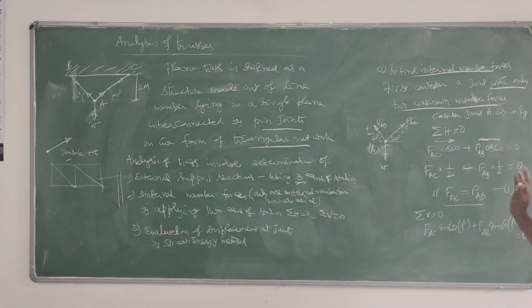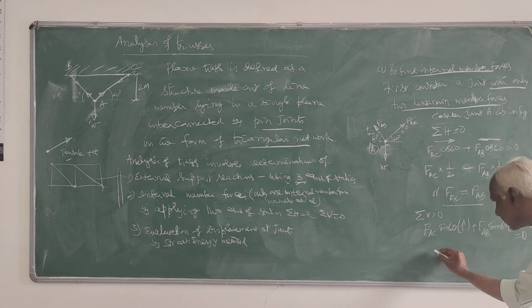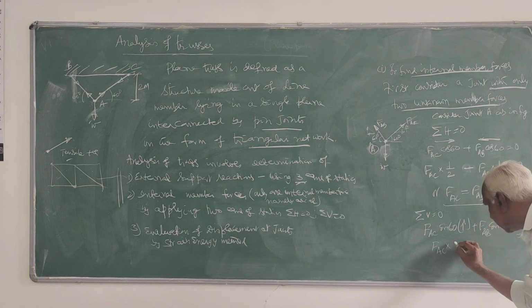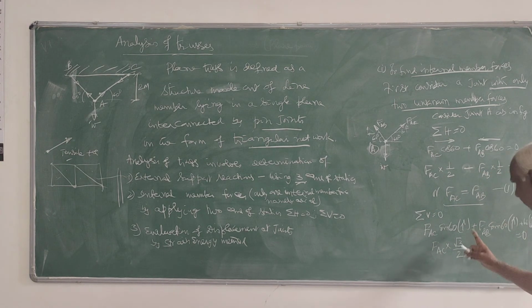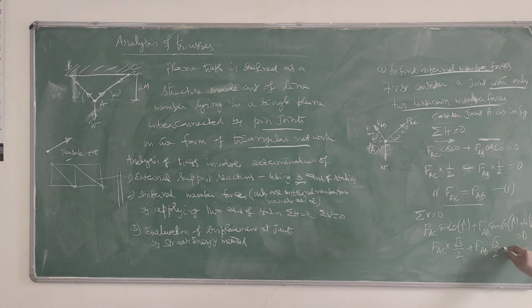First you take joint by joint, any joint with not more than two unknown members. I have selected only one joint, A, with the two members only. You mark all the forces, resolve all forces horizontally and vertically, apply the two equations, and you will get the internal member force. So this is FAC into sin 60, which is root 3 by 2. I will take acting up as positive, so this is FAB root 3 by 2 positive, minus W equals 0.